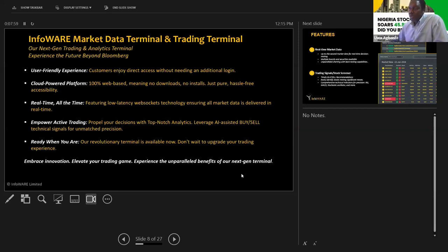Now, just so you know, it's a next generation trading and analytics terminal. It's user-friendly, extremely user-friendly. That's what it was built for. There is no installation required. It's cloud-based. It's 100% web-based. Even though it's web-based, it has the capabilities of a desktop type application because it uses underlying technology, WebSockets. So you're getting real-time market data. It's real time all the time.